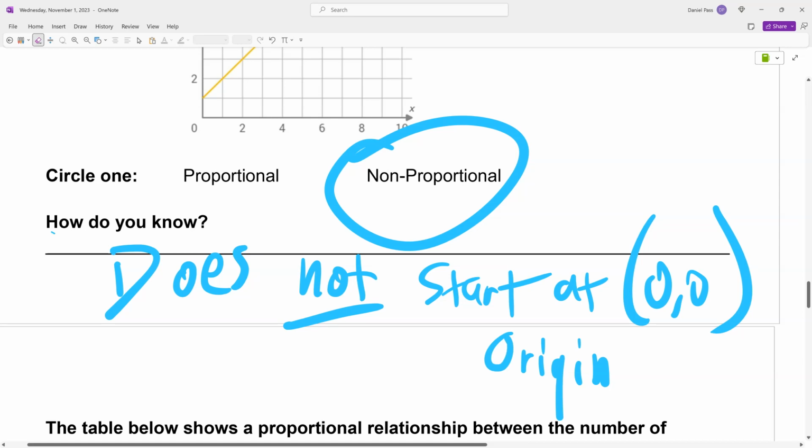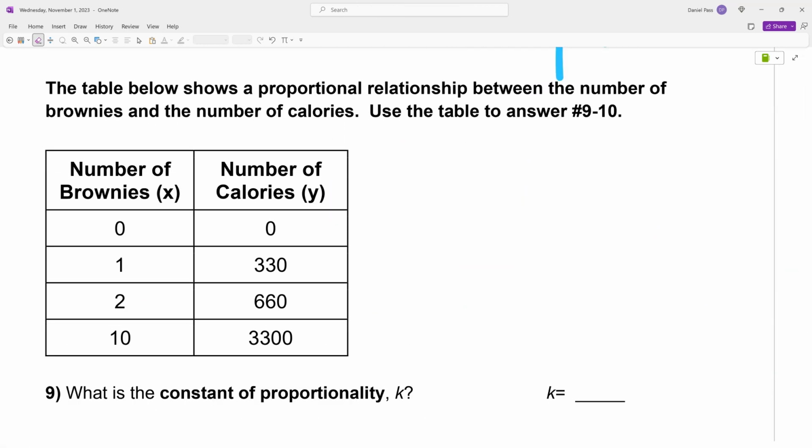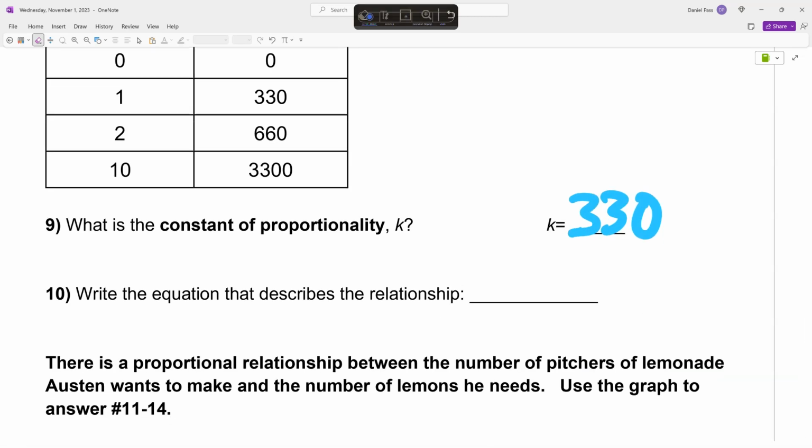Okay, the table shows a proportional relationship. And what is the constant? Anybody know? 330. That is correct. Alright, how do we know that? The easiest way is to do 330 divided by 1. Especially since there's a 1.